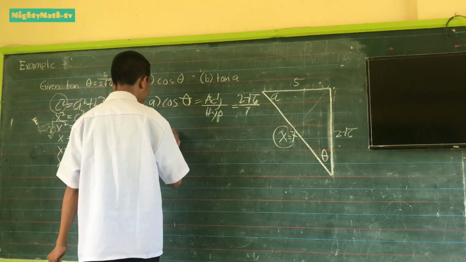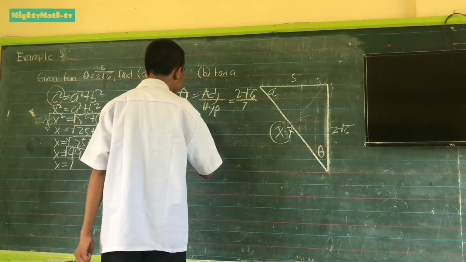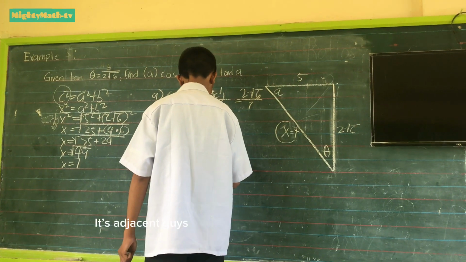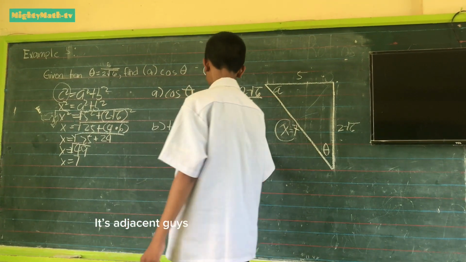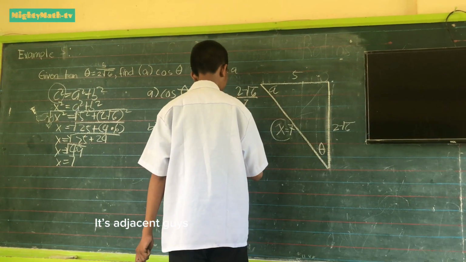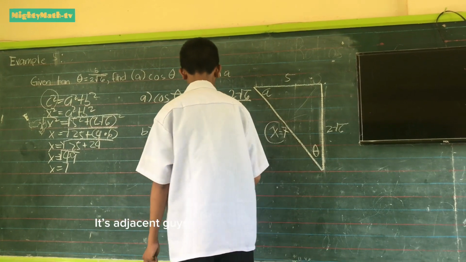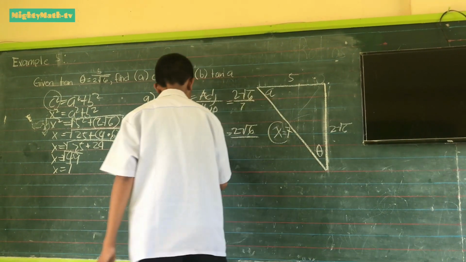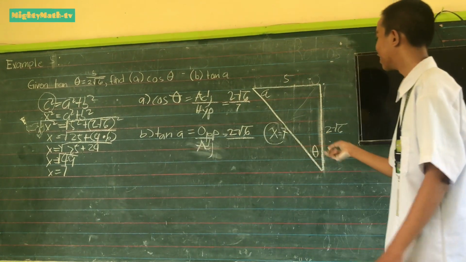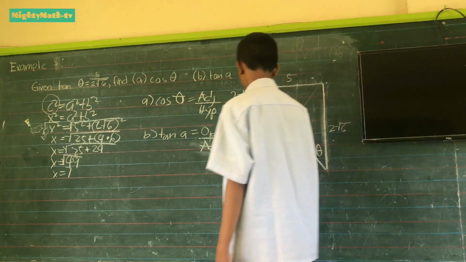Next is B. It's tan A. Our tangent is given by opposite over adjacent. Our opposite side to tan A is 2 square root of 6 over adjacent side. Our adjacent side is 5.